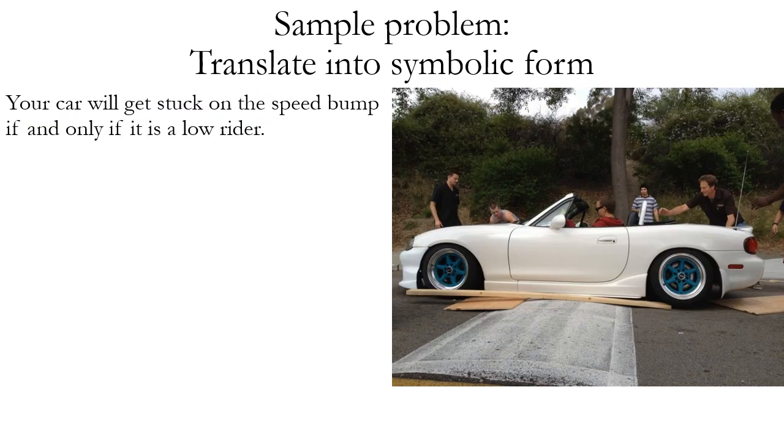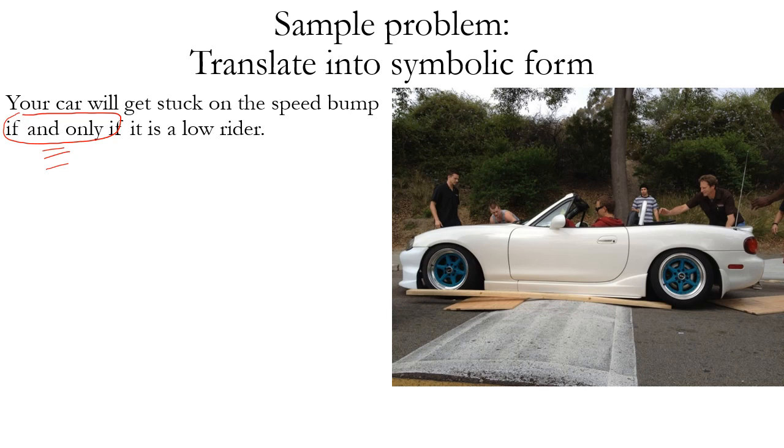Your car will get stuck on the speed bump if and only if it is a lowrider. So as before, we want to look for the logical operator. In this case, it's the whole phrase if and only if. And that is symbolized by the triple bar. Now let's look to see if there are any other logical operator terms. There don't appear to be.